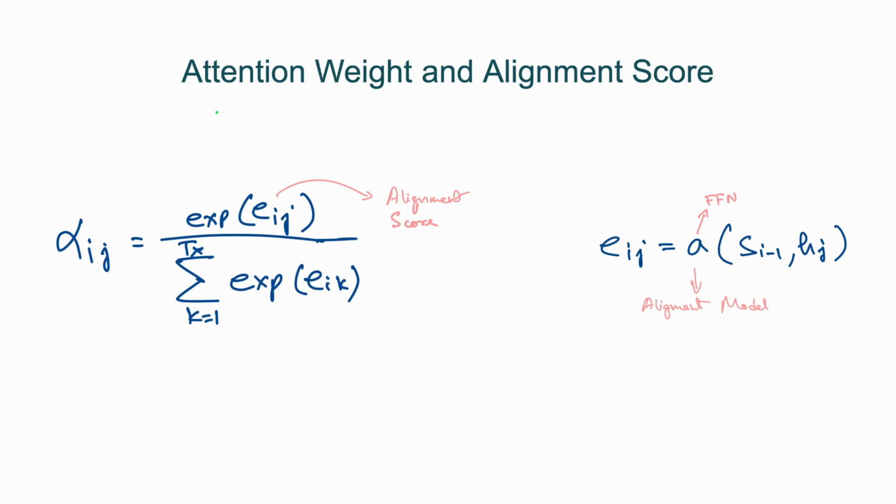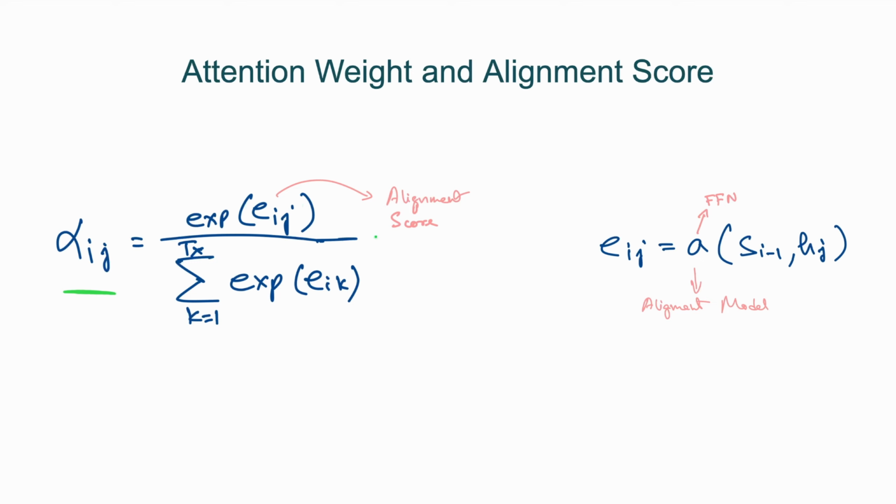Let's look into the calculation of attention weight and alignment score. We've seen how alpha ij, the attention weight, is used in the formula earlier, and how it's calculated we can see here. It's the exponential of eij divided by the sum of exponential of eik, where k ranges from 1 to Tx. So Tx means the length of the input sequence, the number of tokens in the input sequence.